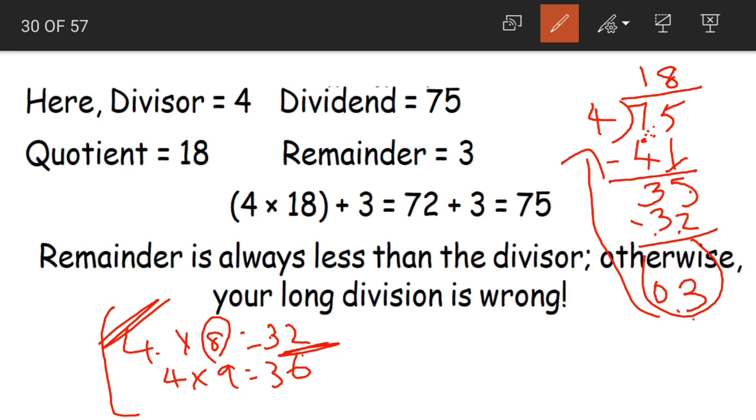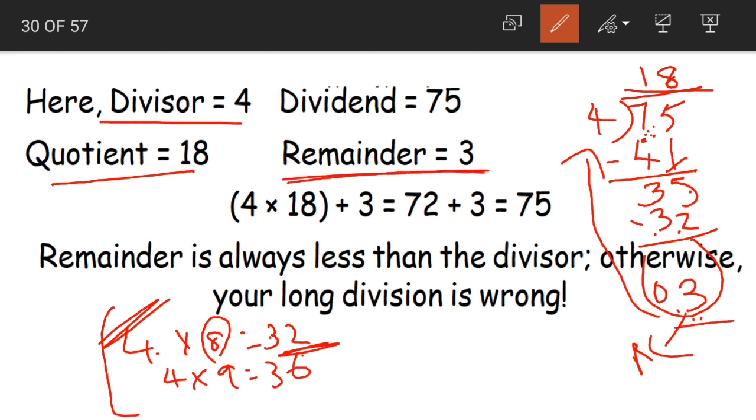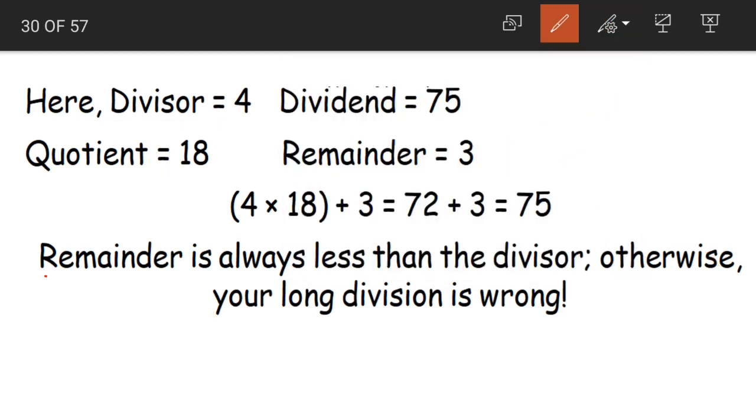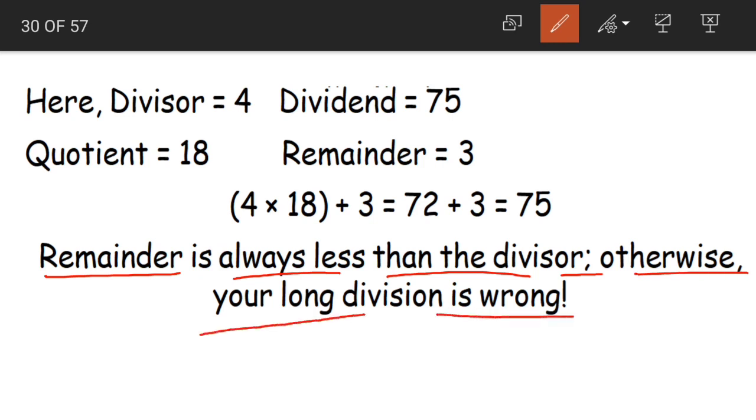So what does 3 become here, children? 3 becomes our remainder. What do we have here? Other than 0, we are having 3. We are having a different number this time. 18 becomes our quotient. See, 18 is our quotient and remainder is our 3. Divisor is 4 and dividend is 75. What are they saying? Remainder is always less than the divisor. Otherwise, your long division is wrong.